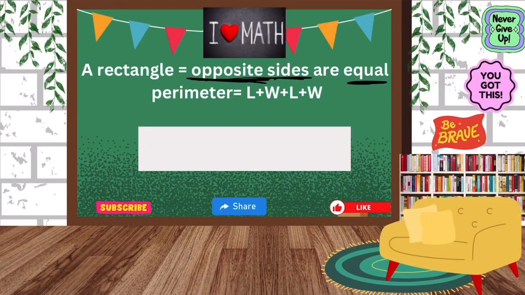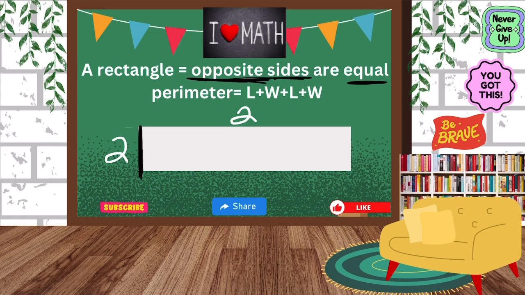In today's class, we are going to be finding the perimeter of a rectangle. So just know that a rectangle has opposite sides that are equal. Remember in the last video, we know that a square has all sides equal, but that's not the case for a rectangle. For a rectangle, only opposite sides are equal. So let's take a look.